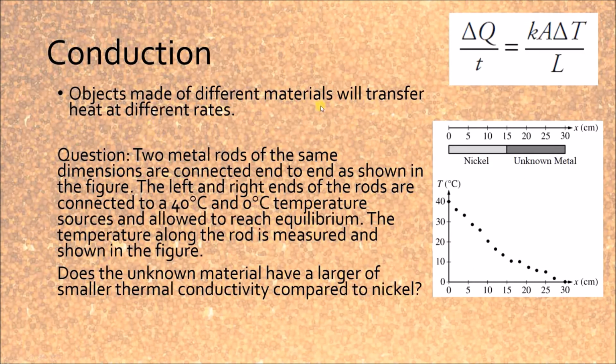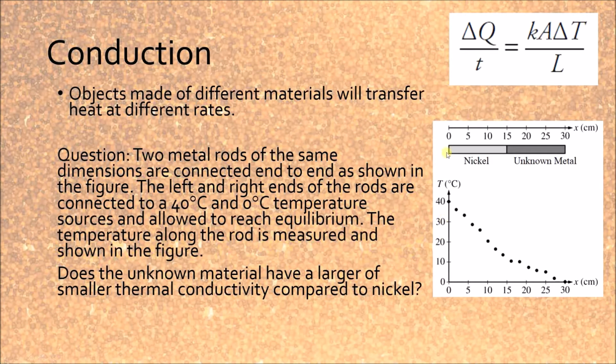Objects made of different materials will transfer heat at different rates. So here I have a problem for you. I have two metal rods that are the same dimensions and they're connected end to end as shown in the figure. The left and right ends of the rods are connected to 40 degrees Celsius and 0 degrees Celsius temperatures on the ends. And the rods are allowed to reach an equilibrium temperature as these 40 and 0 degrees are held constant. Temperature along the rod is measured and shown in the figure.